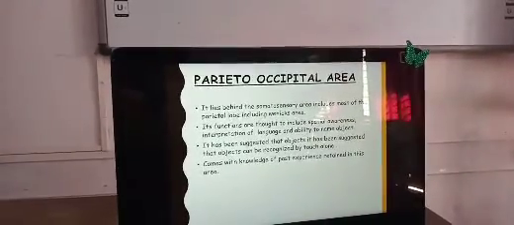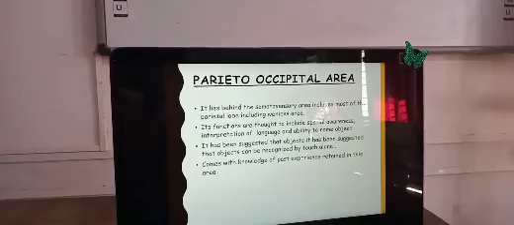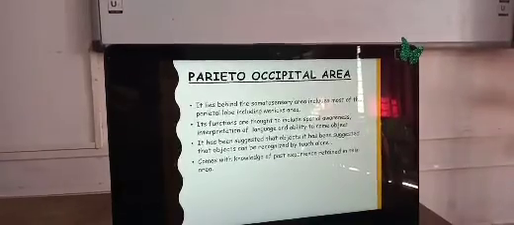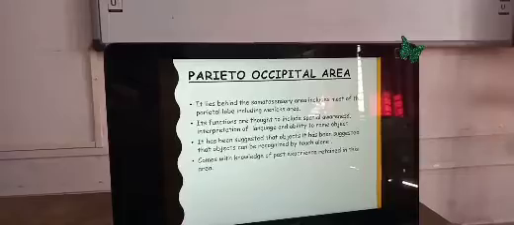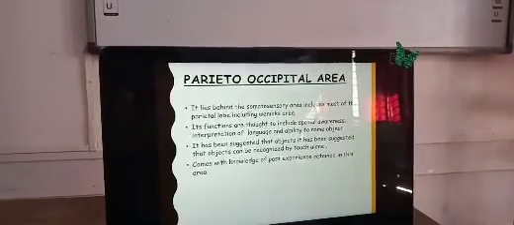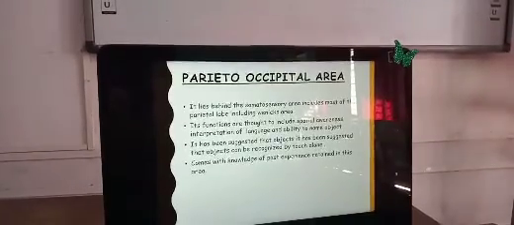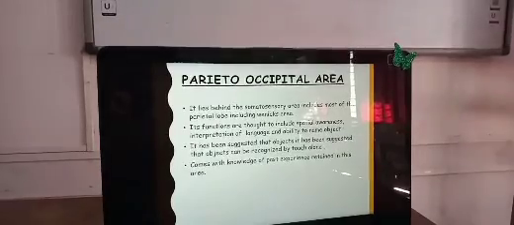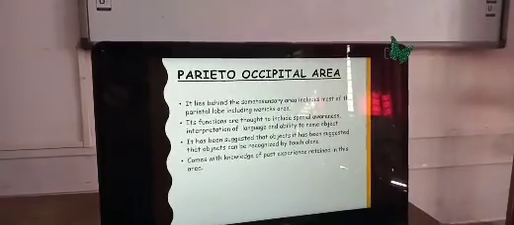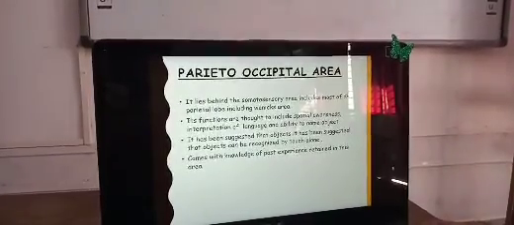It lies behind the somatosensory area. What is somatosensory? Somatosensory is the normal sensory area which controls all over the body. It includes the Wernicke's area as well. Its functions are thought to include spatial awareness, interpretation of language, and ability to name an object. Now, in little children, especially those who have problems in their development, their parietal occipital areas will be assessed. Now, it has also been suggested that objects can be recognized by touch alone. It comes with knowledge of past experience retained in this area.